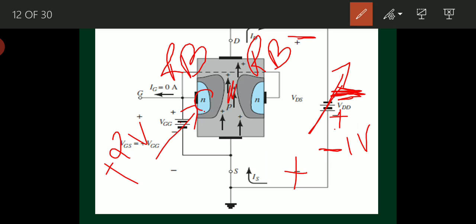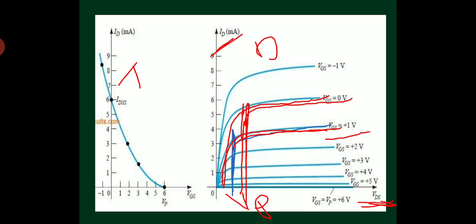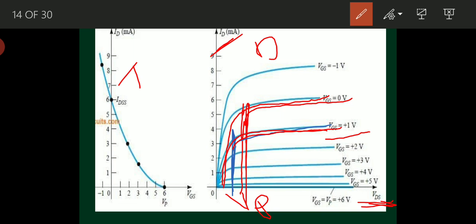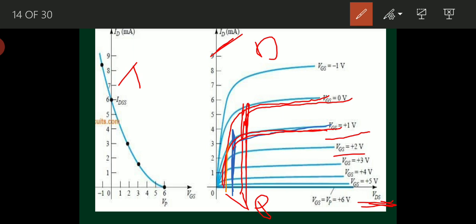Pinch off condition occurs very fast, so the current becomes constant. When VGS equals 2 volts, what will happen? This depletion region will get narrower when VDS equals just 1 volt. Likewise for 3, 4, and 5 volts also.